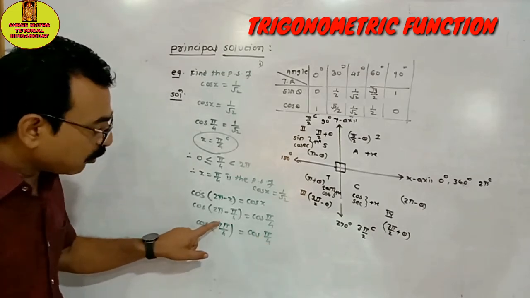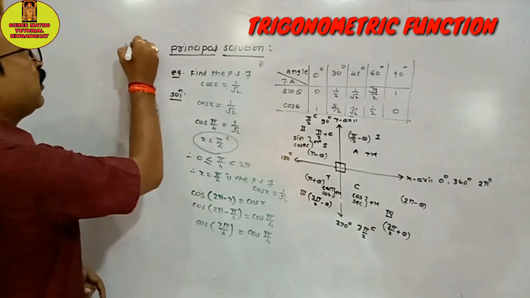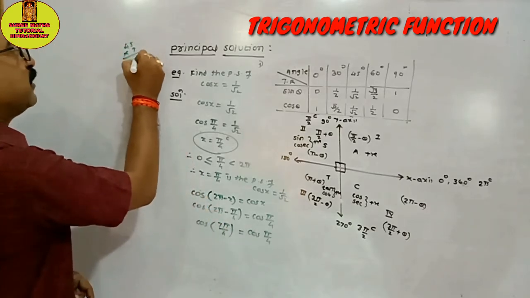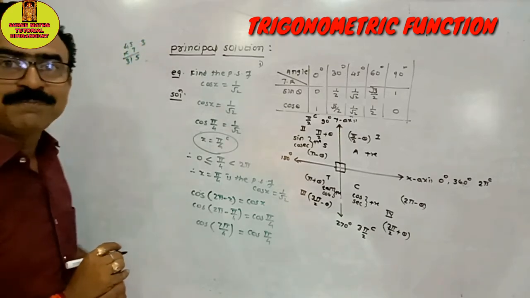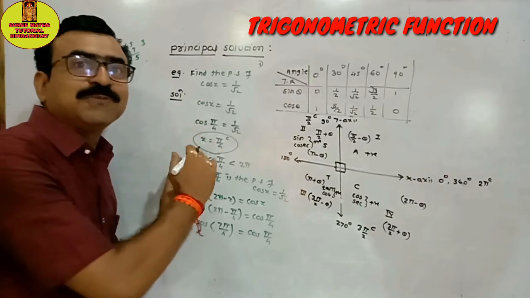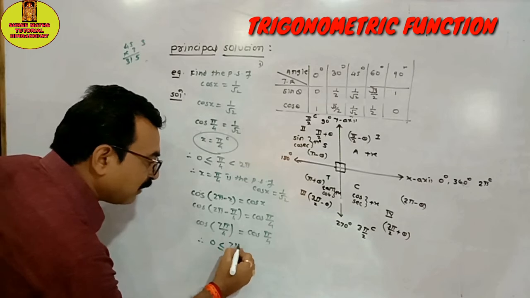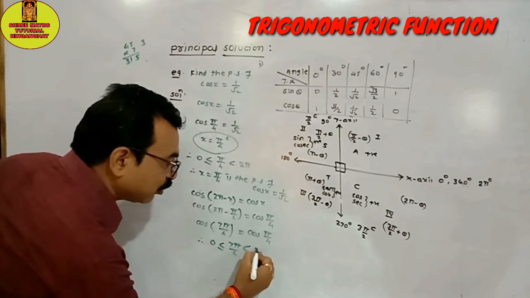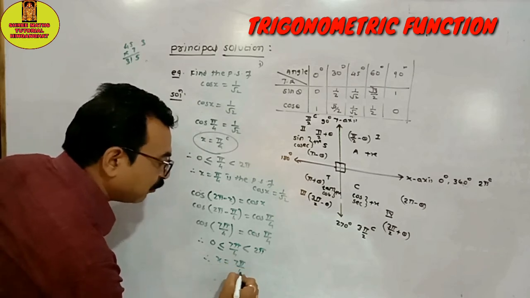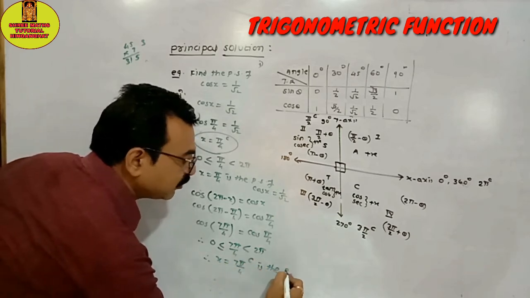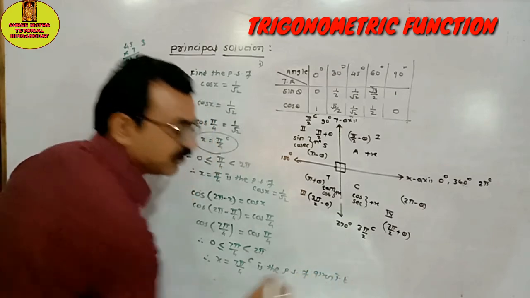Okay. Now what is the value of 7 pi by 4? Pi by 4 means 45. 45 multiplied by 7. 7 5s are 35. 7 4s are 28 plus 3, 31, means 315. So this 315 lies between 0 and 2 pi. Okay. So write down here. Therefore this 7 pi by 4 lies between 0 and 2 pi, and therefore x is equal to 7 pi by 4 is the principal solution of the given trigonometric equation.